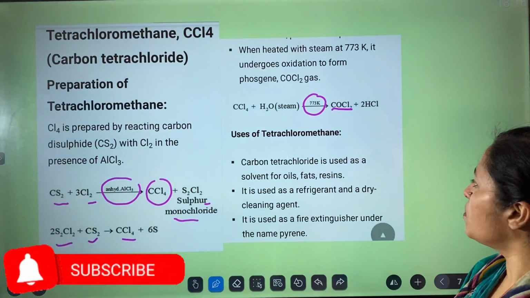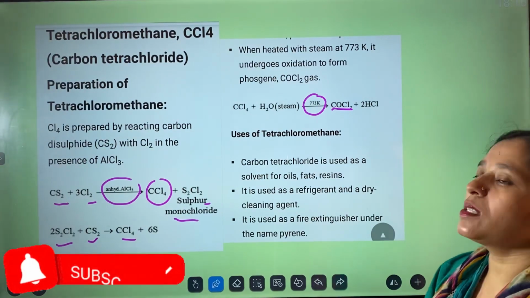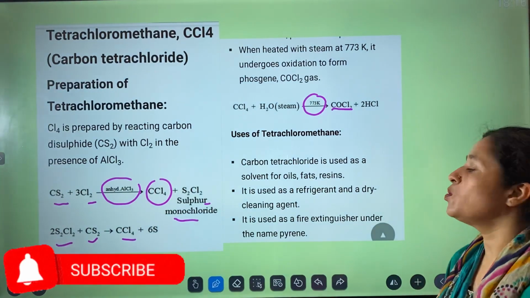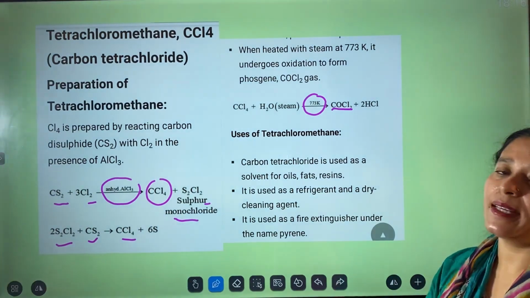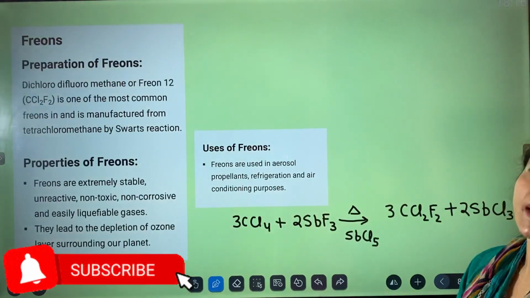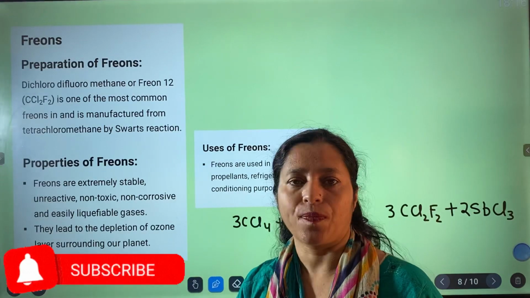Uses of tetrachloromethane: it is used as a solvent for many oils and fats. It is used as a refrigerant and a dry cleaning agent, and it is used as a fire extinguisher also.